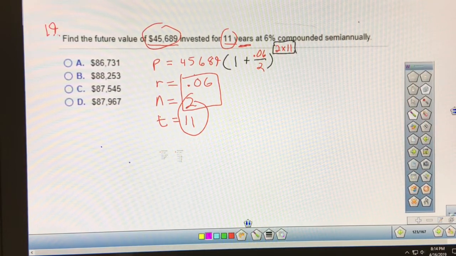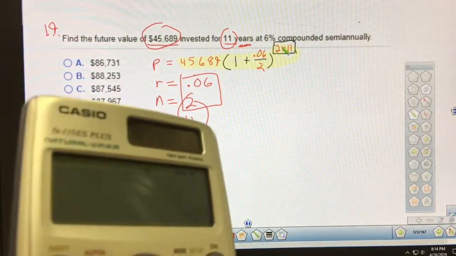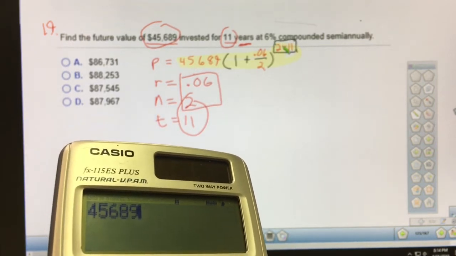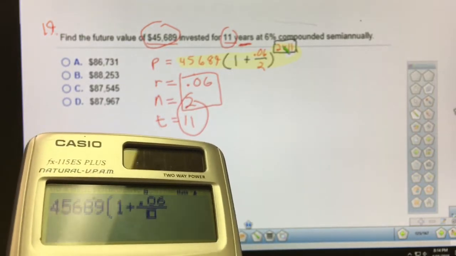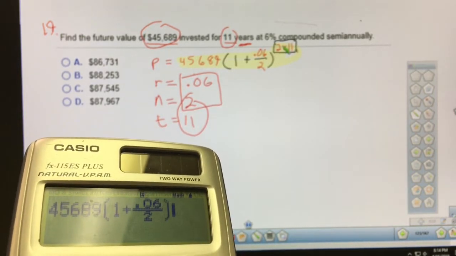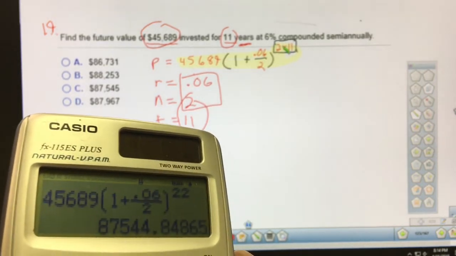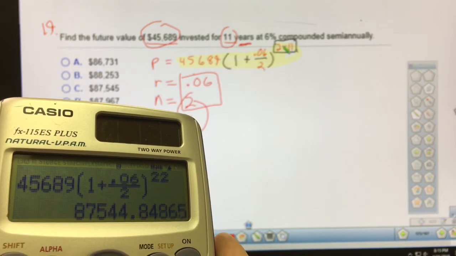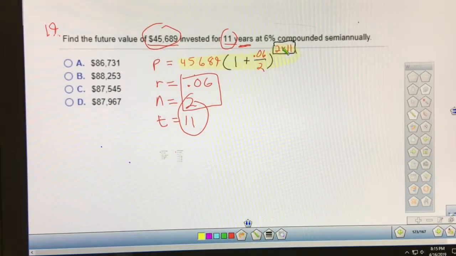Now, this is going to be a big, huge, large calculator key in. And remember, you have to type in the entire item of 45,689. So we're going to type in that entire thing: 45,689, open parentheses, 1, plus the fraction bar. On the top of the fraction bar, I'm going to put 0.06. I'm going to down arrow, put 2, right arrow, right parentheses, X box to the 22nd power. And it should land me really close to one of those choices, 87,544. Rounded to the nearest dollar, that would give me choice C.